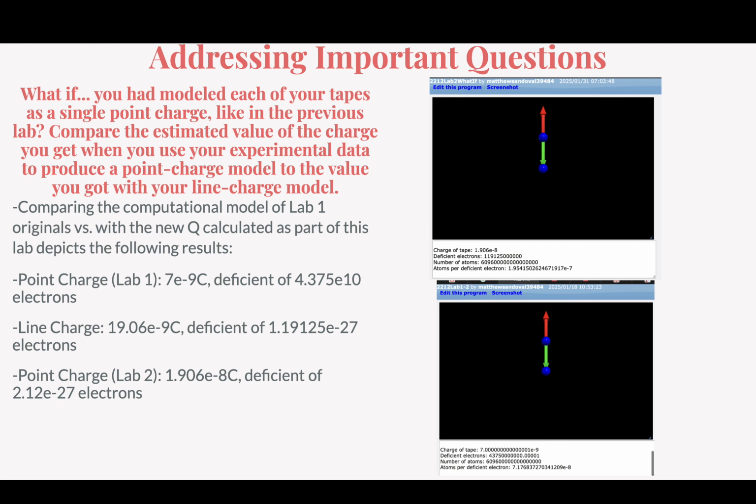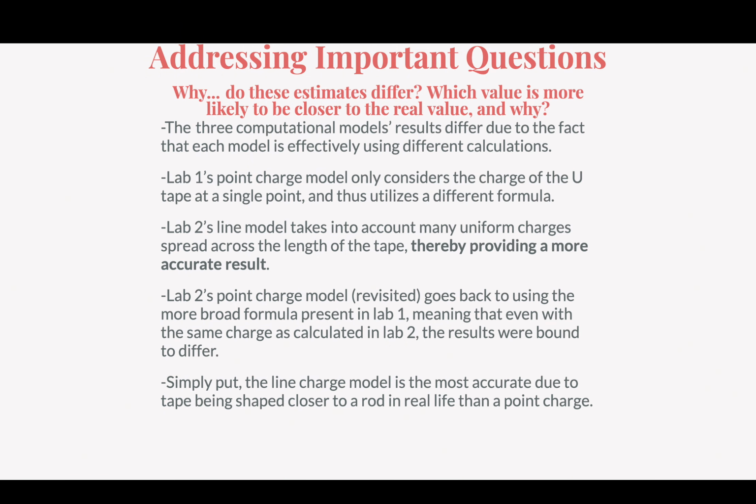A comparison of all three values with their relevant charges of the tape and deficient electrons can be shown. The three computational models' results differ due to the fact that each model is effectively using different calculations. Lab 1's point charge model only considers the charge of the U-tape at a single point. Lab 2's line model takes into account many uniform charges spread across the length of the tape, which would provide a more accurate result. Lab 2's point charge model goes back to using the more broad formula present in Lab 1, meaning that even with the same charge as calculated in Lab 2, the results were bound to differ.